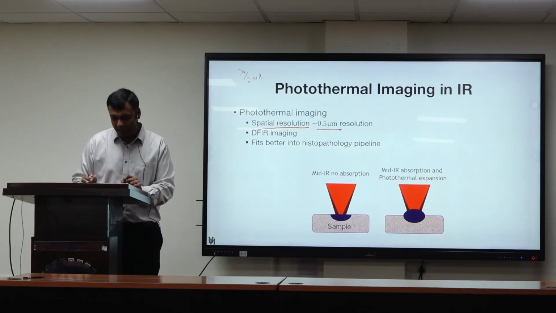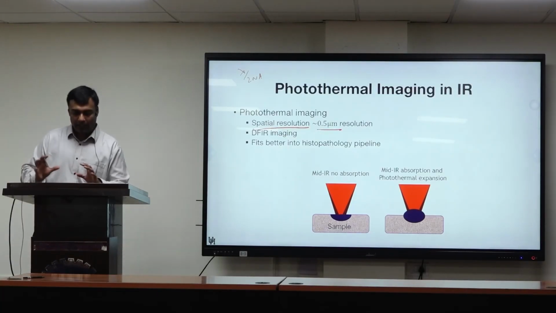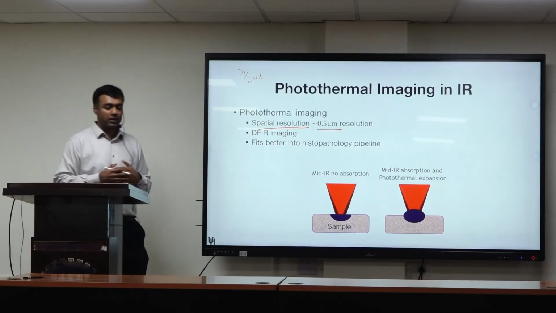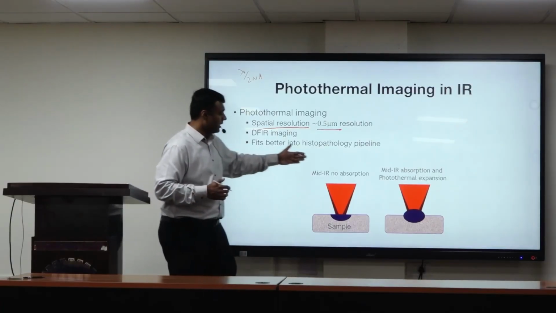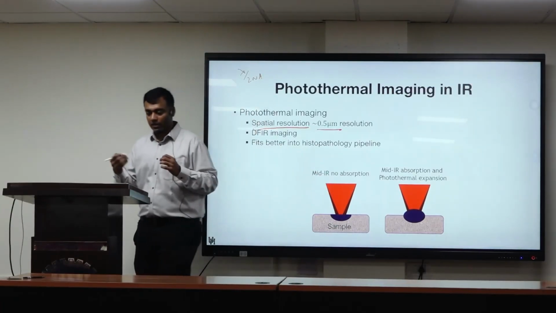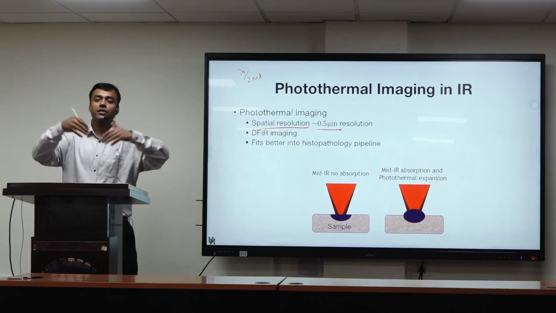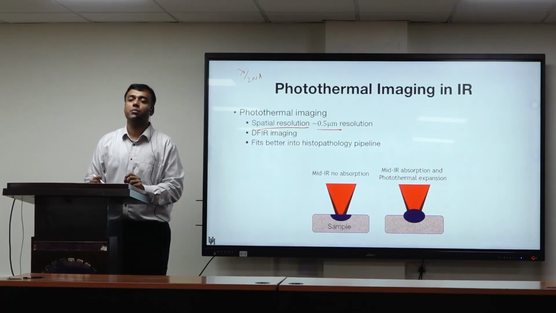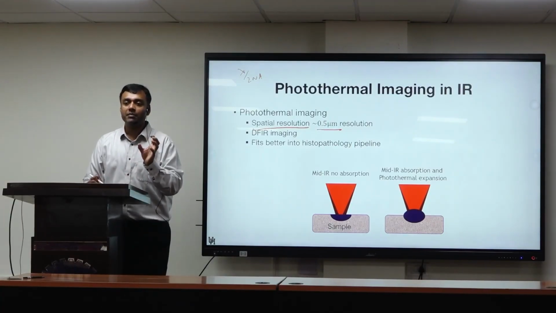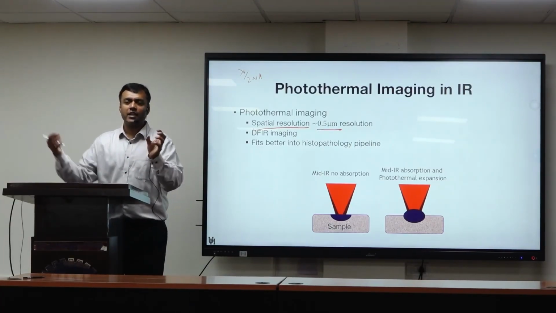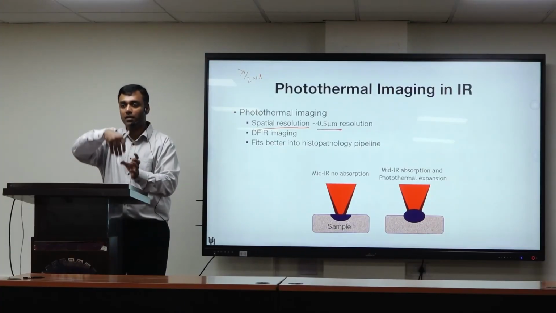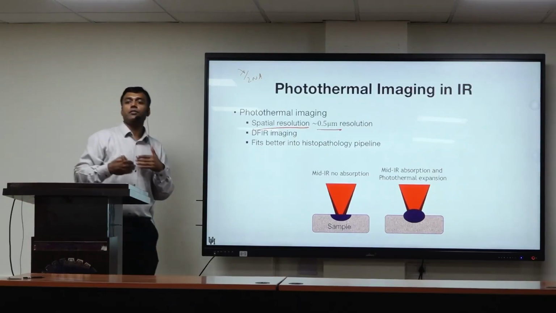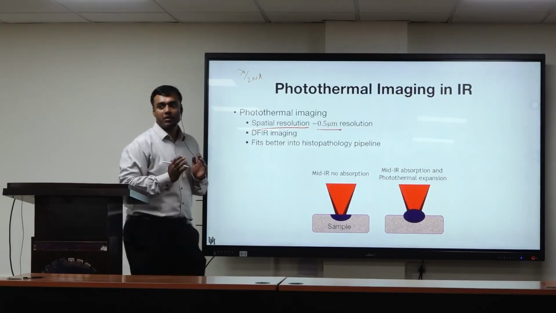I'll go into a lot of details of how it works later, but let me just give you a big picture idea of what the basic principle is. So you have mid-infrared light, focused onto a small point in the sample. At the same time, you have a visible beam going along the same parallel path, incident at the same point. Both the visible and infrared are incident at the same location at the same time.